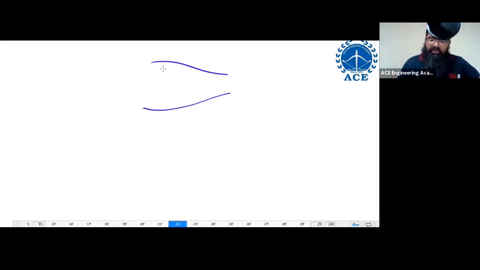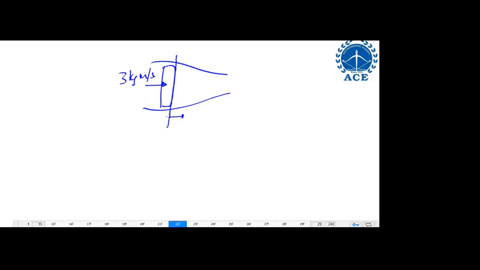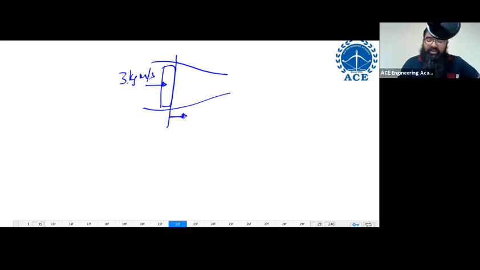Momentum flux basically is momentum crossing a section per unit time. Let us say there is some momentum over here, some 3 kg meter per second. That momentum is crossing a section per unit time. In 1 second, 3 kg meter per second momentum is crossing. That is going to be 3 kg per second square. That is going to be your momentum flux. Basically, momentum flux is mass into velocity crossing per unit time.